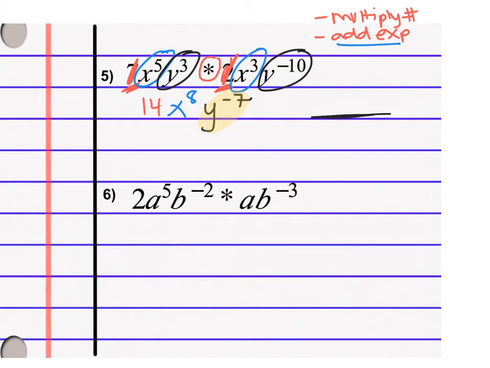So I'm going to make a fraction. The positive stuff stays. 14 stays. X to the 8th stays. The y to the negative 7 is going to get put at the bottom, or the denominator, of my fraction.